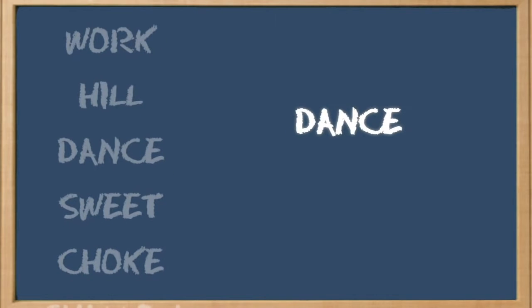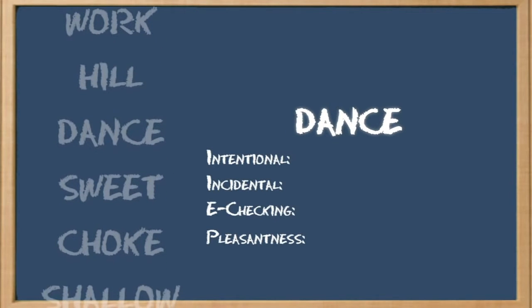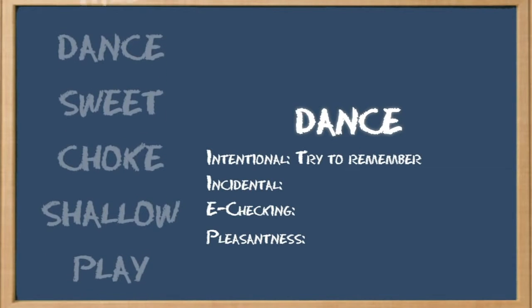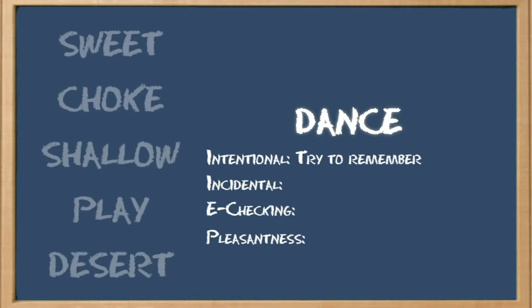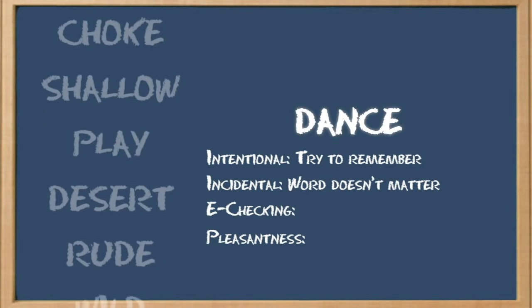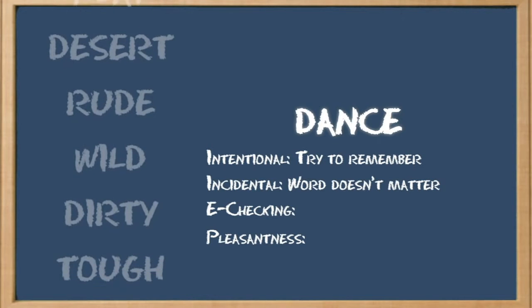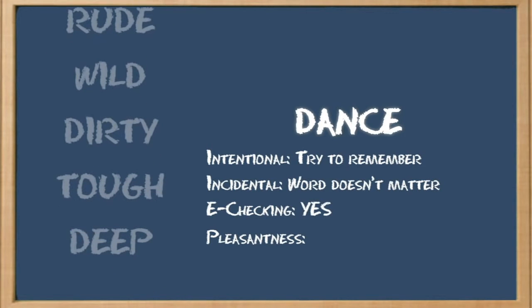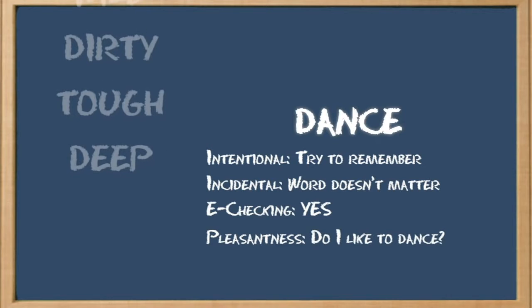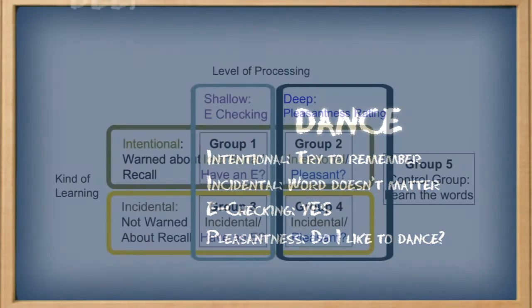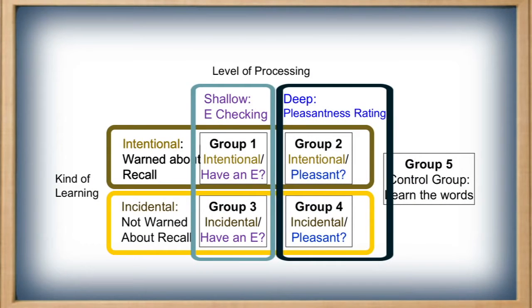So, say the word on the list is dance. If you're in the intentional condition, you knew that you'll be asked later to recall it. If you're in the incidental condition, you haven't a clue about the recall test. In the other variable, if you're in the E-checking group, you think about the spelling and mark down yes. If you're in the pleasantness group, you think about dance, you check yes if you like dance and no if you don't. The 2 variables combined to give you 4 different groups. There was a 5th group just told to memorize the words as best they could.